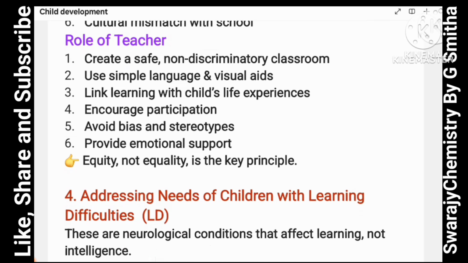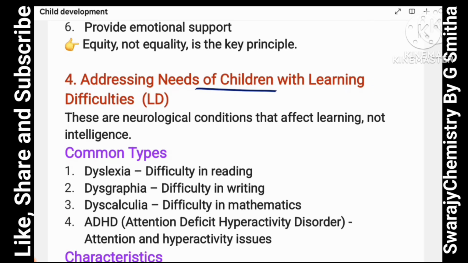The next concept is needs of children with learning difficulties. Learning difficulties are brain related or neurological conditions, not intelligence related. These children are intelligent but they learn differently. The common types of learning difficulties are, the first one is dyslexia. This is related to difficulty in reading. The second one is dysgraphia. This is related to difficulty in writing. The third one is dyscalculia. This is related to difficulty in maths.